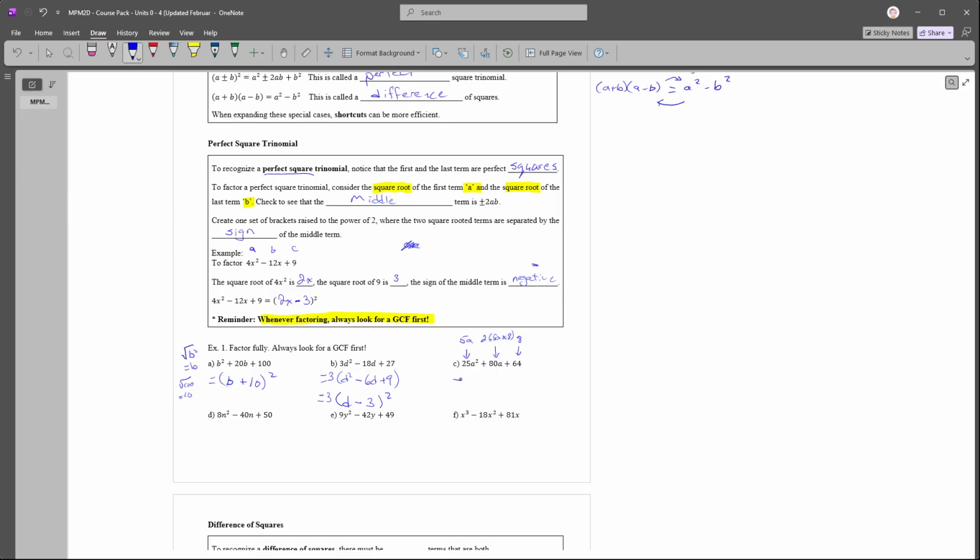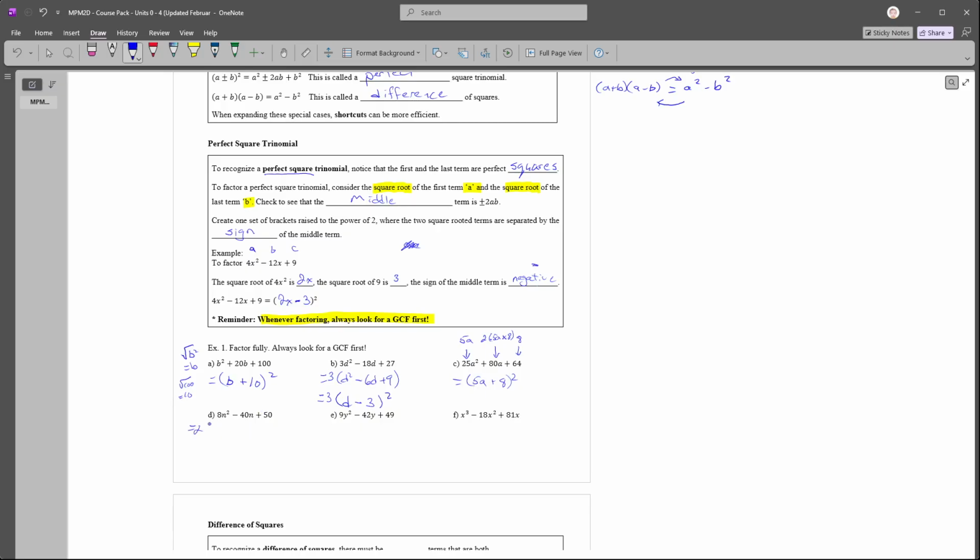So that means our final answer is the square root of the first term, which is 5a. Use the sign from the middle, and then the square root of the last term, which is 8. And we square it. And that's the whole thing. Let's keep going. So the next one, do we have a GCF? Yep, we absolutely do. We can divide everything, this one by 2. Can we divide the last one by 4? No, we can't. So it looks like our GCF here is just a 2.